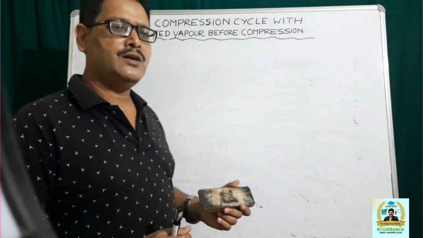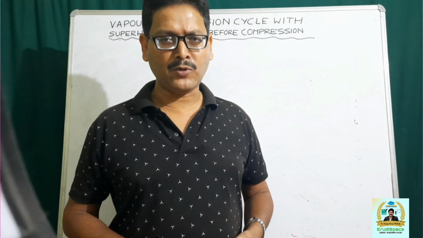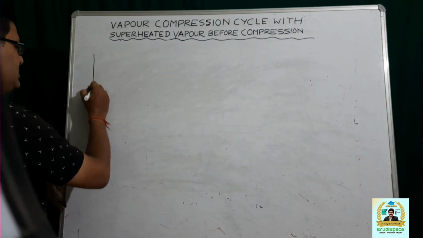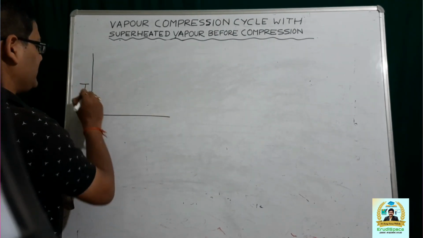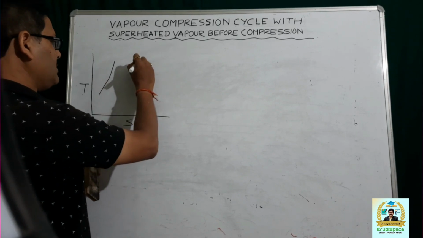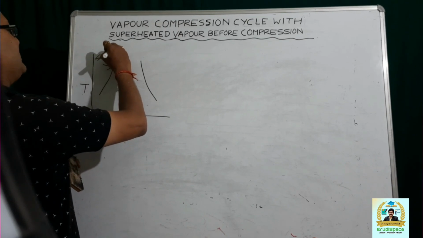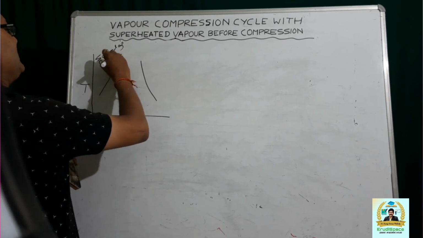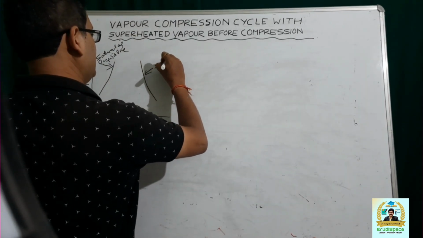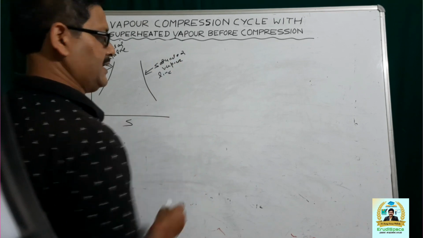So I will draw the temperature entropy and pressure enthalpy diagram to explain all the thermodynamic processes in detail. First I will draw the TS or temperature entropy diagram, and after that I will draw the pressure enthalpy or PH diagram. These 2 lines actually represent the saturated liquid line and saturated vapor line respectively.